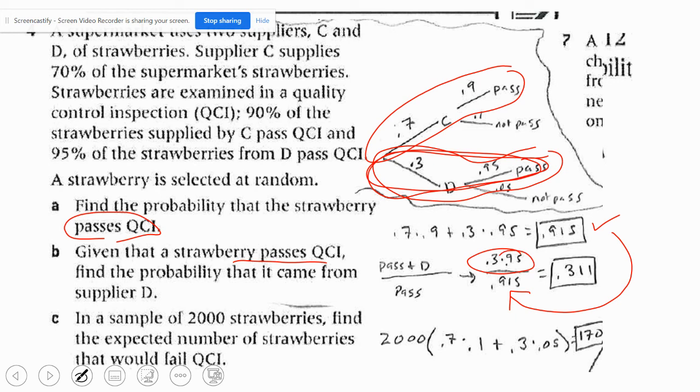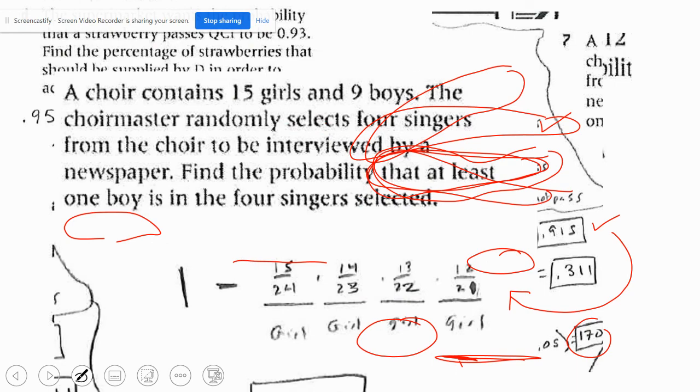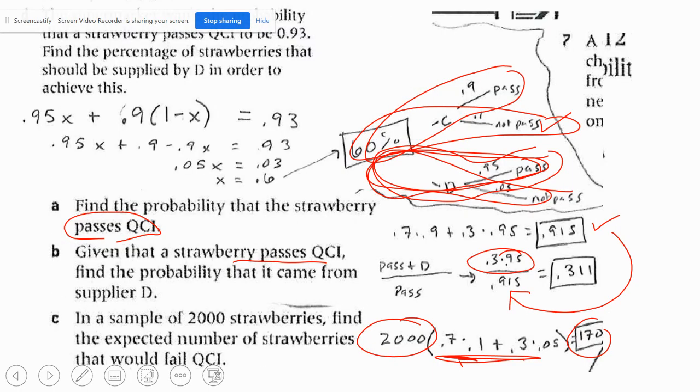And then find the expected number of strawberries that would fail. So the probability that you would fail has two routes. It has this route right here and this route right here. So you find that probability, multiply it by how many there are, and that would tell you an expected number of failures. Let's skip past that one.